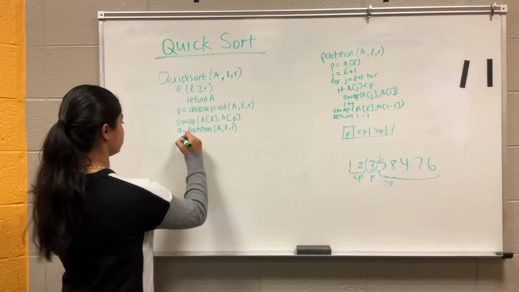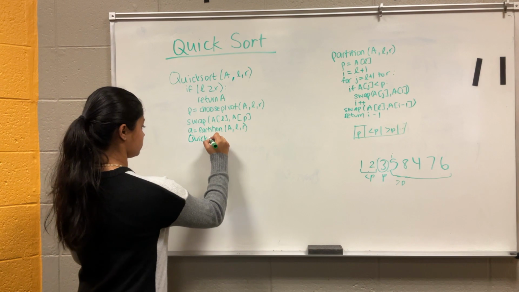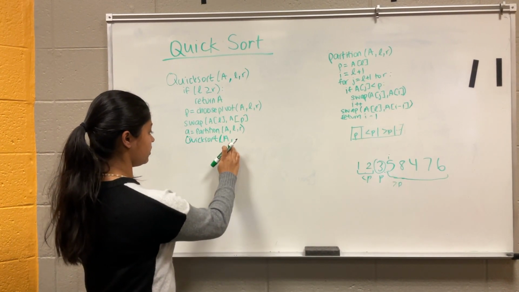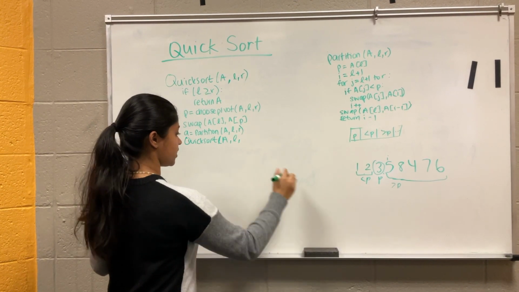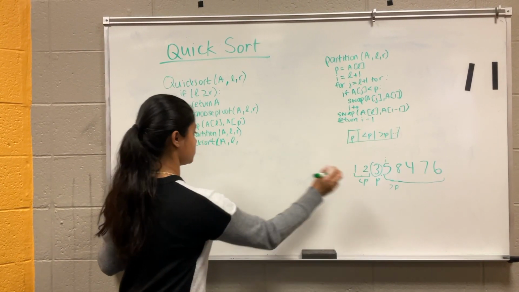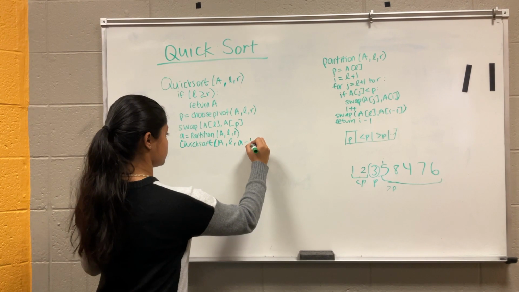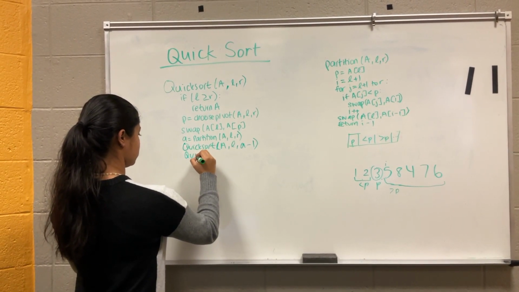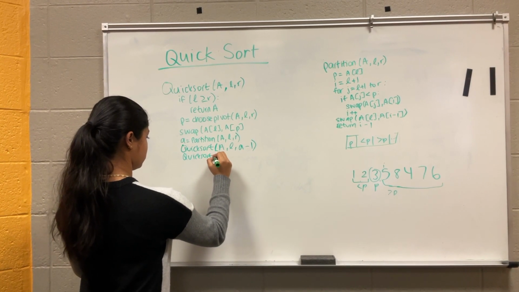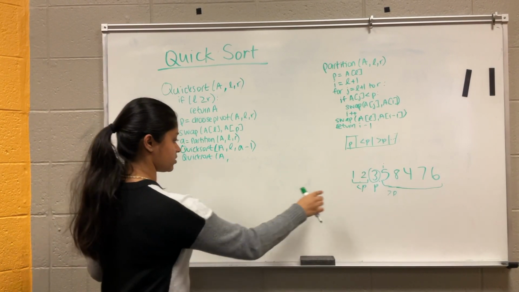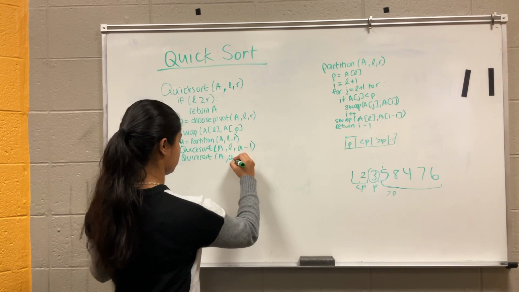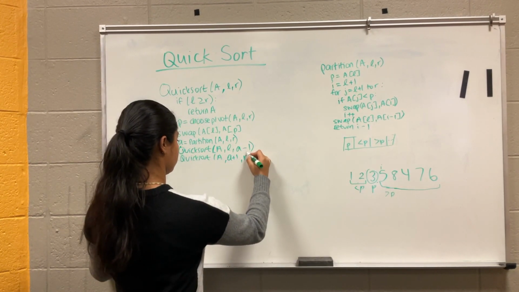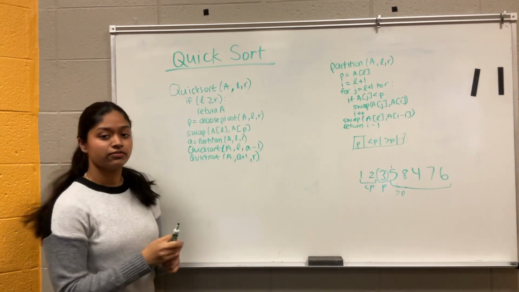So we're going to do quicksort. It's the same array, A, and then it's going to go from the left-hand side to this right here, which is A minus 1. And then we're going to do quicksort A, and let's go from A plus 1 to the end of the array, which is R. And that's it for quicksort.